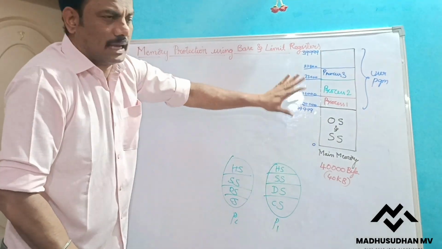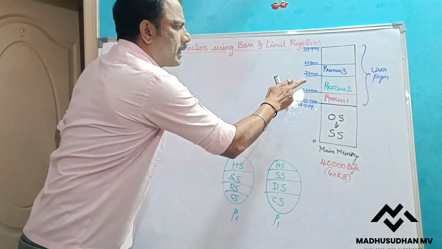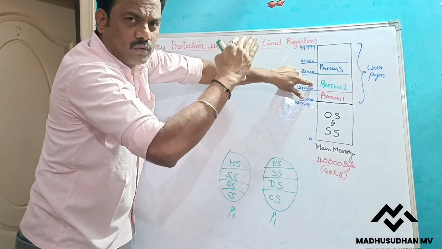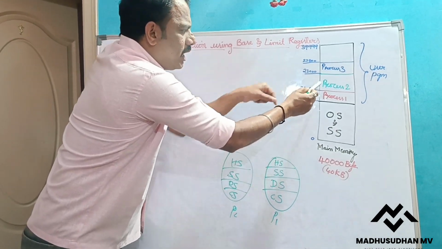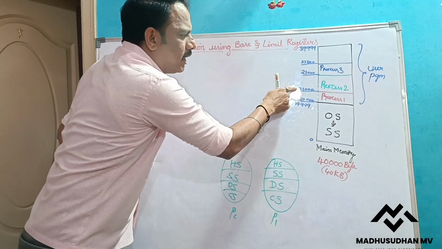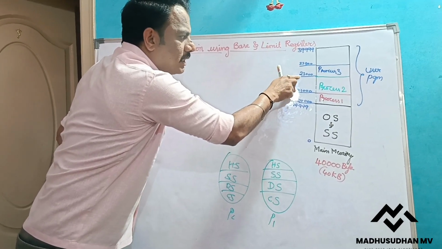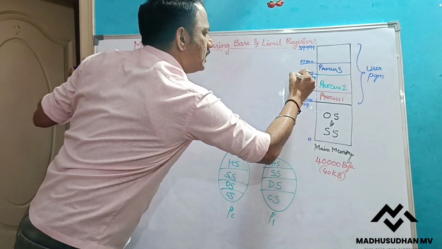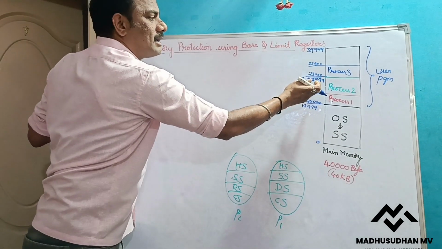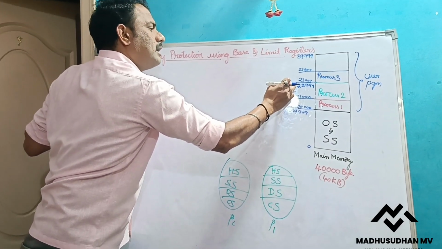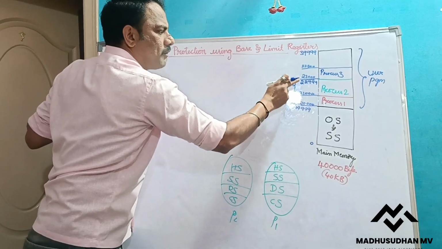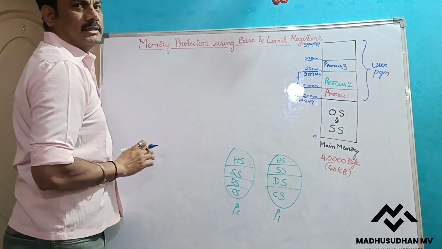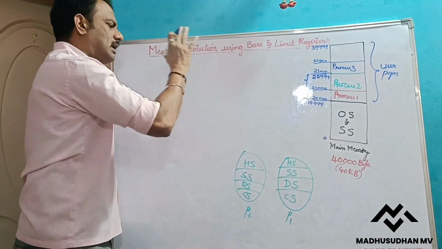Now let us take in this example, there are three user processes. Assume process 2 wants to take its data or code; it has to take only between the addresses 21,000 to 22,999. It should not access any data greater than 22,999, or lesser than 21,000. It has to access only in between these addresses. How this is done using the base and limit registers, we are going to see now.